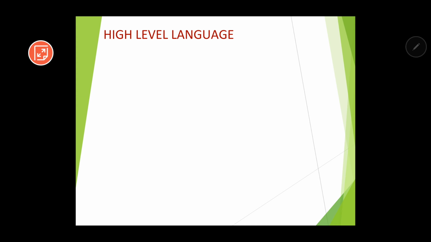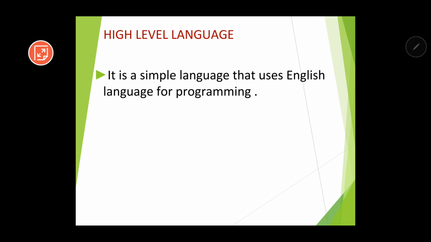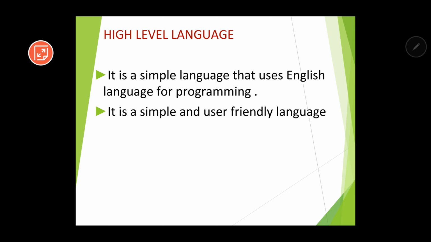Next, we go to the next type of computer language, which is high level language. What is high level language? It is a simple language that uses English language for programming. So high level language makes our job of programming much simpler. Why? Because it uses common English words for programming. It is a simple and user friendly language, because we already know the English language, and based on that, the high level language is formed.